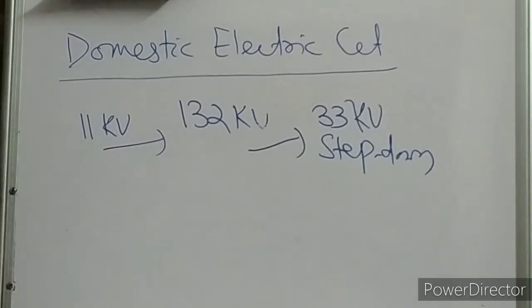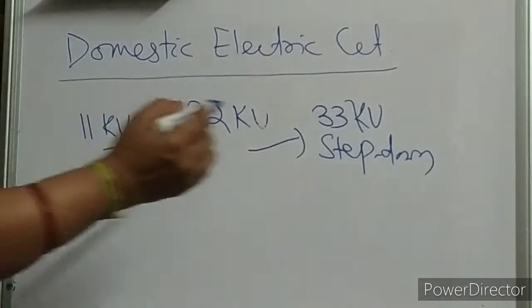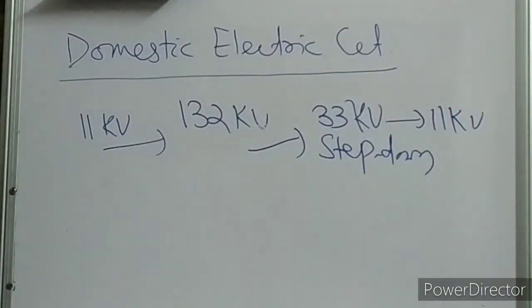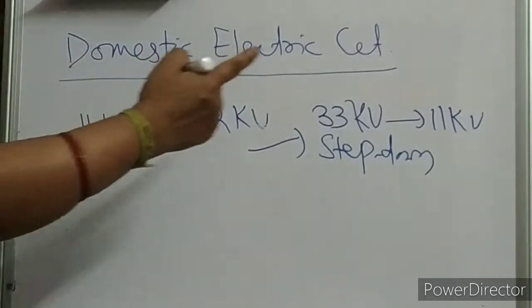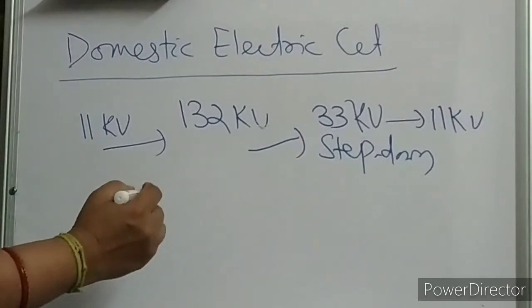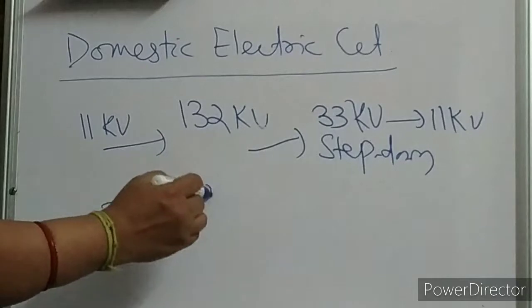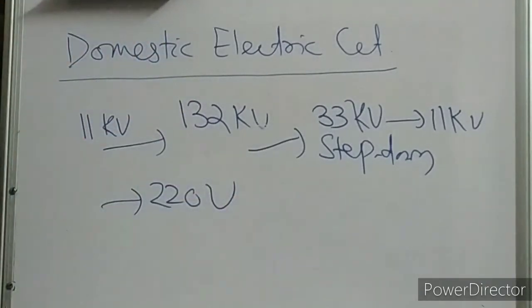And then for smaller industries, what will we do? We will again step down. At the intermediate substation, we again step down to 11 kilovolt. This is for all the small scale industries. Then for our domestic supply, at the city substation, 11 kilovolt is again stepped down to 220 volt. In India it is 220 volt. Hope I am clear.